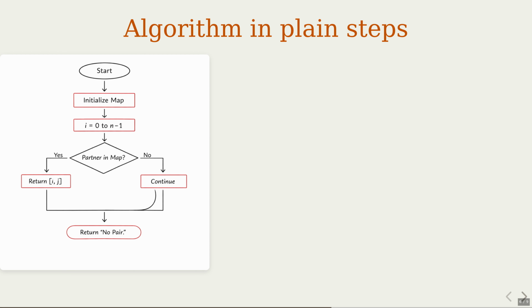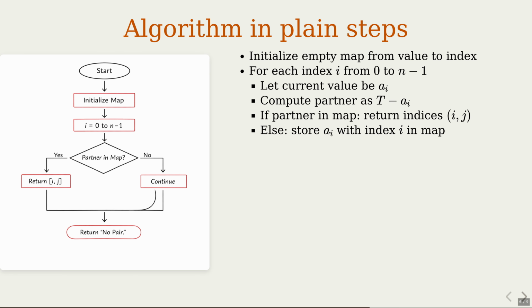Now that the example feels clear, we can compress the idea into a short language-agnostic algorithm. I want to picture these steps so that writing actual code later is just a direct translation. First, create an empty map that will remember which values we have seen and at which indices they appeared. Then loop over indices from 0 up to n-1. At each index, I look at the current value, compute the partner you would need, and check whether that partner is already in the map.